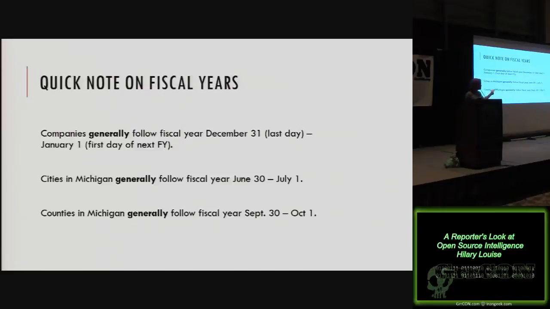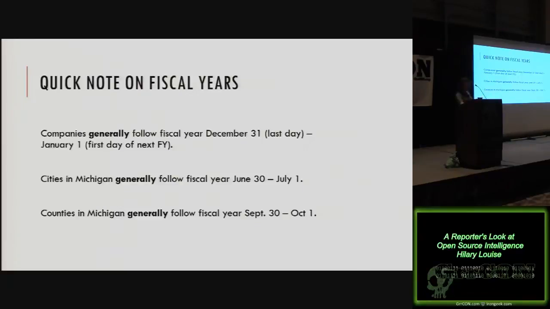Counties in Michigan generally follow September, October 1st. The state does as well. So October 1st is your first day of the fiscal year. September 30th is your last day of the fiscal year. And again, I mention that because if you're getting into county records and city records, or you're asking for things that are responsive, you want to watch that on the dates.